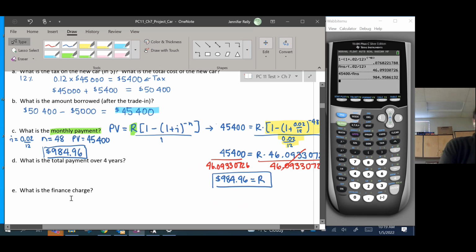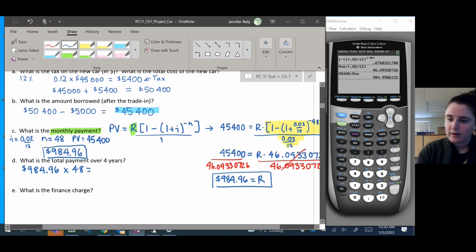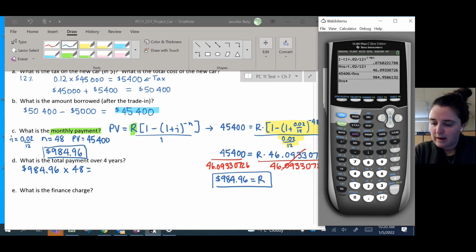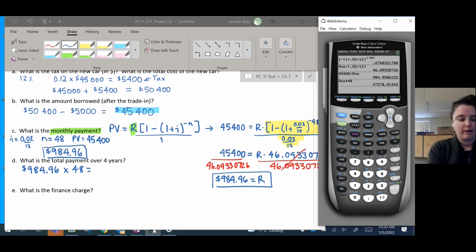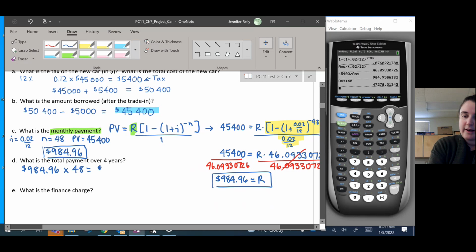So if that's what we're paying every month, then you're going to be paying $984.96 times 48, because there's 48 payments we need to make in total, 48 months in the course of 4 years. And you can just use the answer button again, and then times 48. So keep everything in your calculator, that way you can save a lot of time and not have to retype everything. Also, it saves you from making small errors by typing things wrong into the calculator.